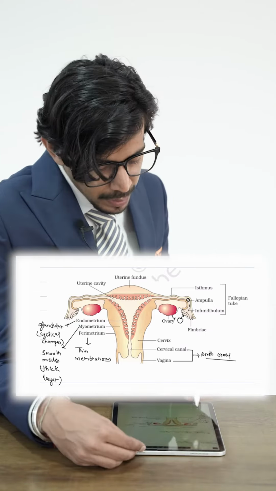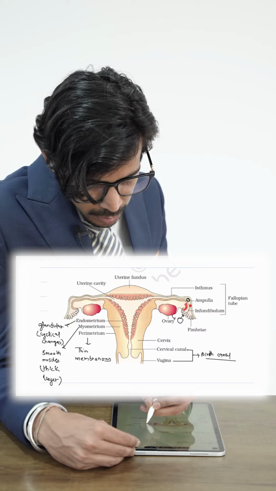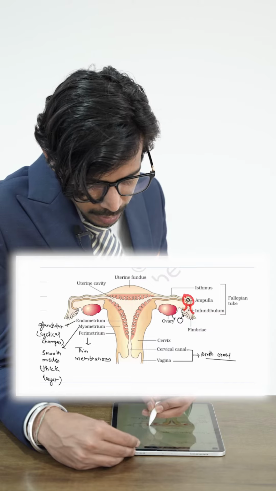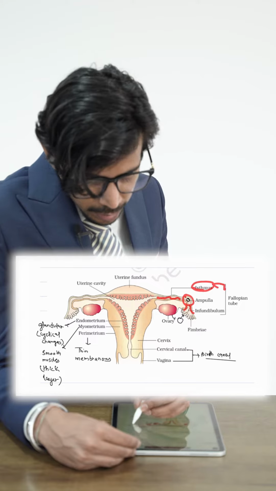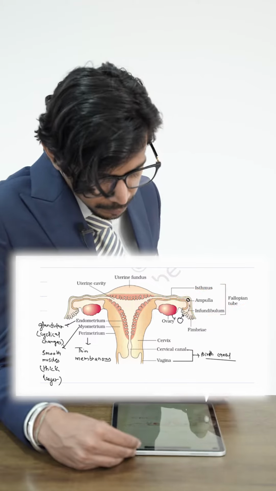Now, looking at the different structures of the fallopian tube, this structure is called the infundibulum, this structure is called the ampulla, and this tube-like structure is called the isthmus. These three together form the fallopian tube.